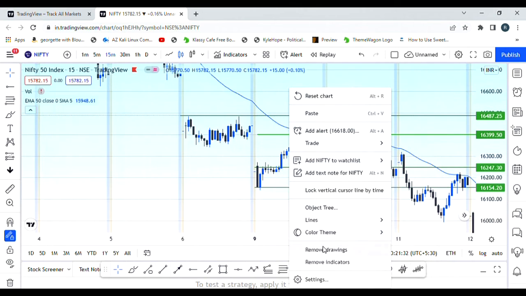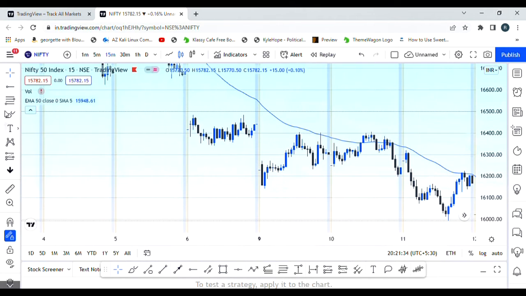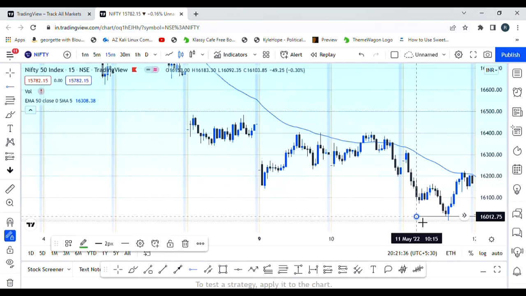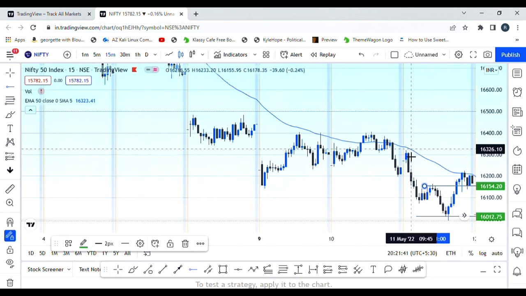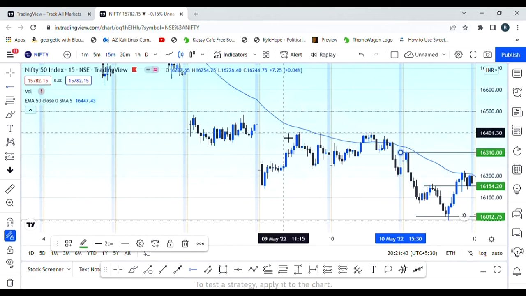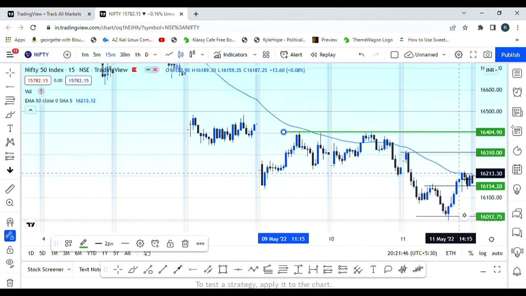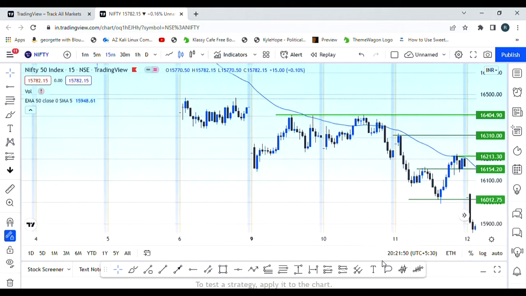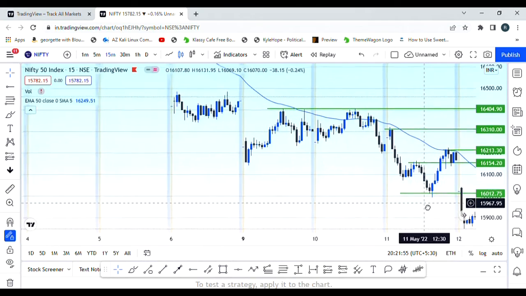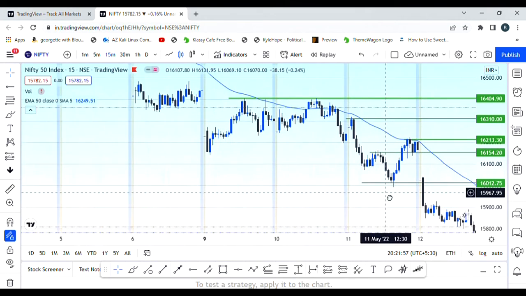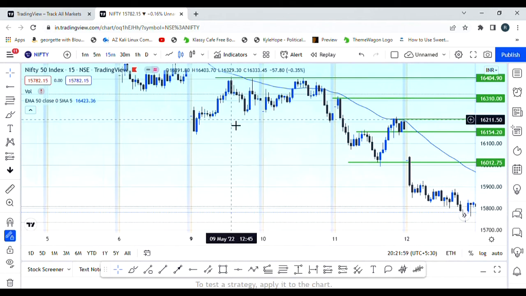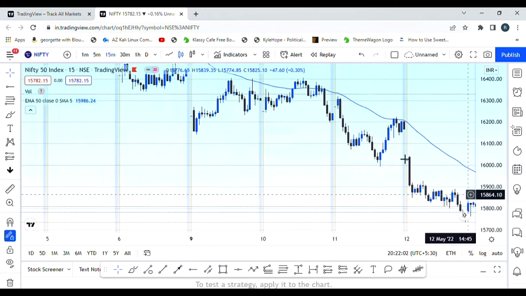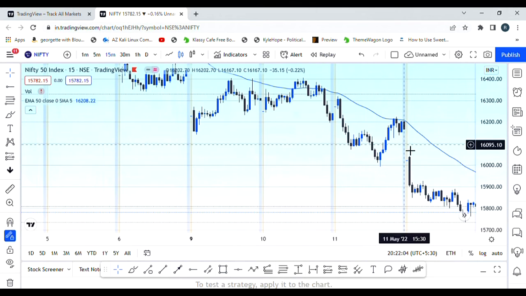So let's remove all drawings. Again, this is my support, then this support, then this, then this. These are small supports. Next level the market comes down, and this is again a round number, the market again sells off at that level, so it's continuously selling. Okay, let's remove the drawings, there is no use keeping them.